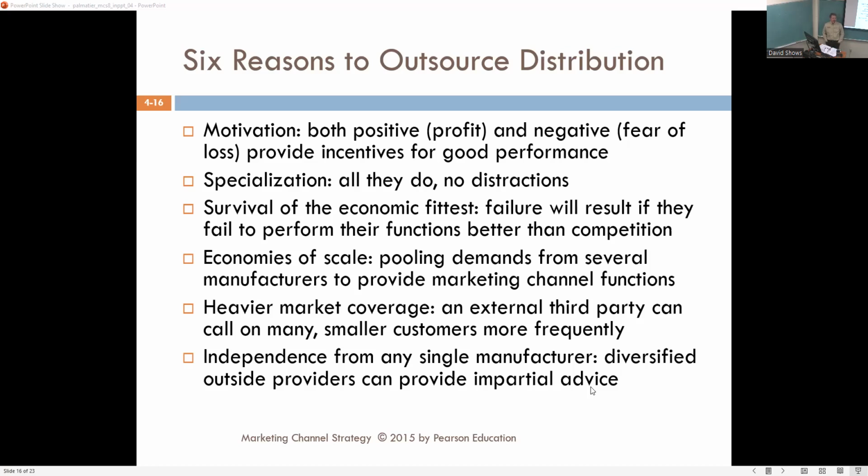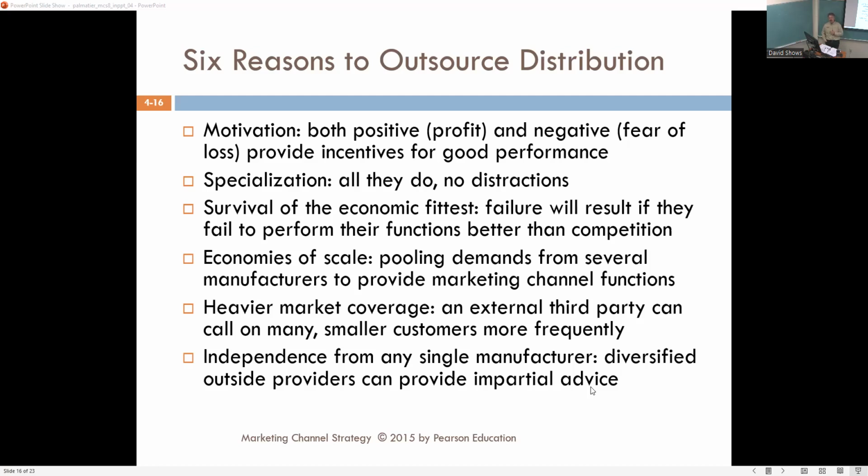Specialization, the distributors, it's all they do, and there's no distractions, and that's everything, and that's their life. And that's kind of the way to think about it. Once again, remember I talked about graduates. You want to focus on your core competencies as an organization, nothing else.